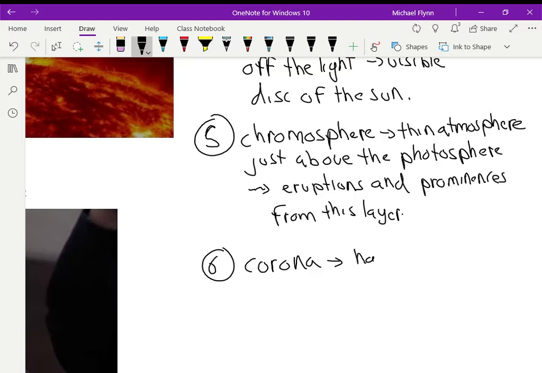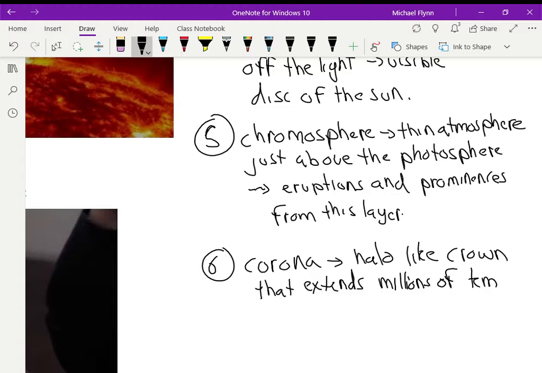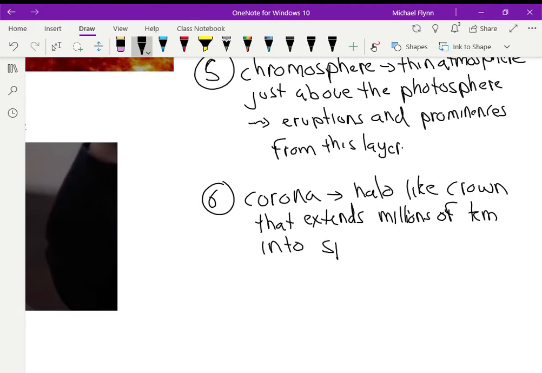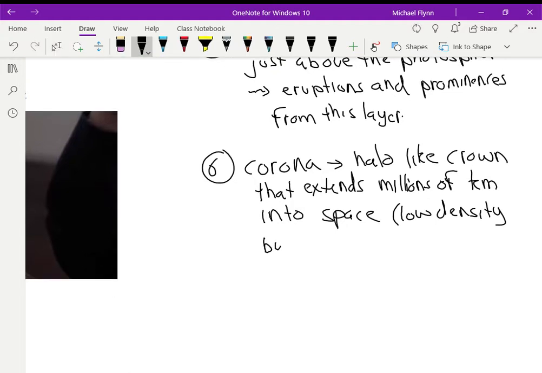Okay, this is a halo-like crown that extends millions of kilometers, I'm just going to write like that, into space. And I'm just going to say it's like a thin atmosphere. But, okay, I shouldn't say thin. I'd say it's just a low density but quite large atmosphere, right? It means it's a low density gas, but it's a huge atmosphere.